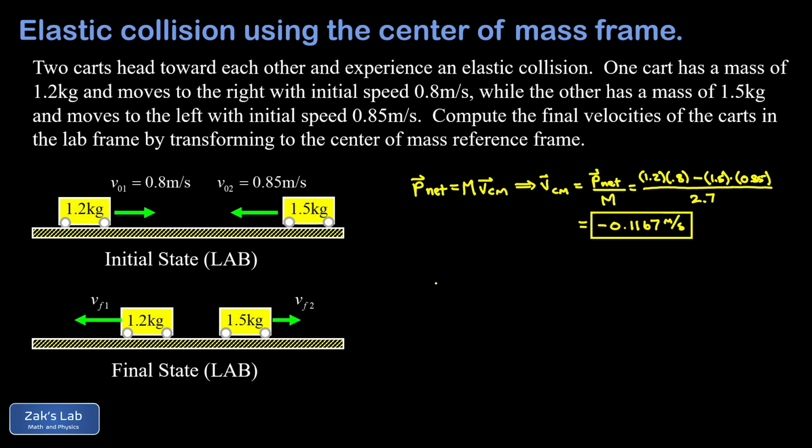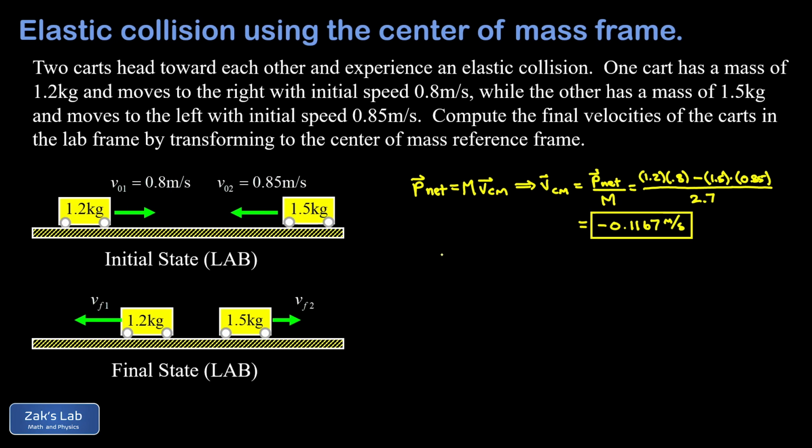So now what we're going to do is transform into the center of mass reference frame, which means we want to take a fresh look at this collision, but imagine that we're running to the left at 0.1167 meters per second. Well, that means this car that's moving to the right is going to look like it's moving faster by 0.1167 meters per second. And the car that was initially moving to the left, now we're running to the left a little bit slower than that car, but the car is moving less than 0.85 meters per second with respect to this reference frame that moves to the left.